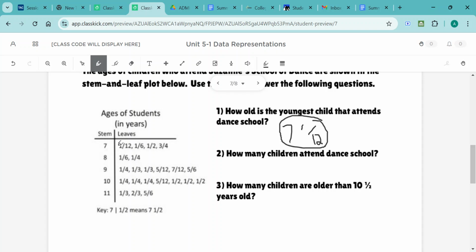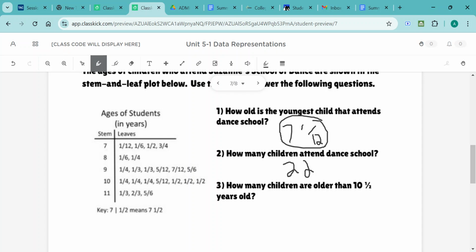1, 2, 3, 4, 5, 6, 7, 8, 9, 10, 11, 12, 13, 14, 15, 16, 17, 18, 19, 20, 21, 22. 22 children. Now notice I did not count my stems, I counted my leaves. My leaves are what tell me how many total I have in my stem and leaf plot. In this case, it's talking about students that are doing dance.